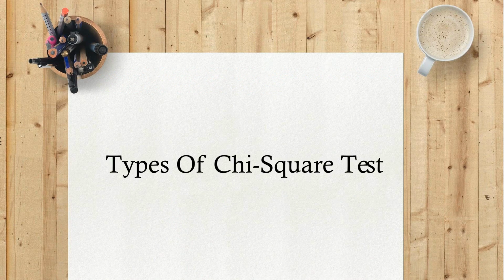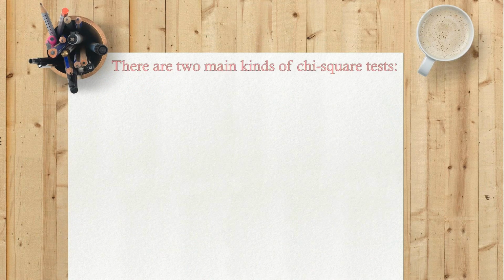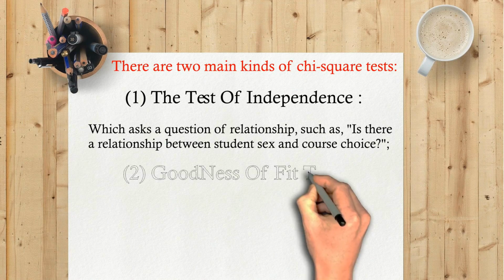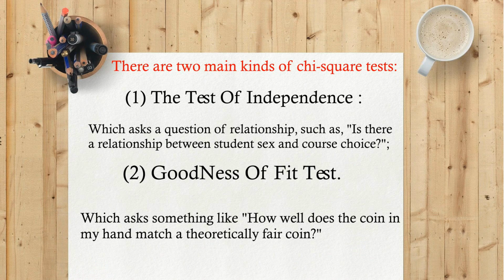Types of chi-square test. There are two main kinds of chi-square tests. 1. The test of independence, which asks a question of relationship, such as, is there a relationship between student sex and course choice? 2. Goodness of fit test, which asks something like, how well does the coin in my hand match a theoretically fair coin?